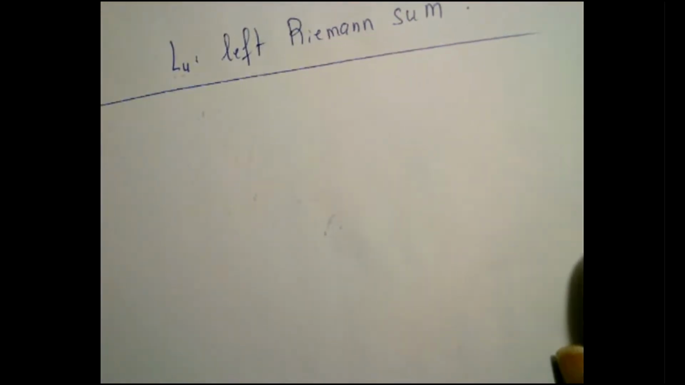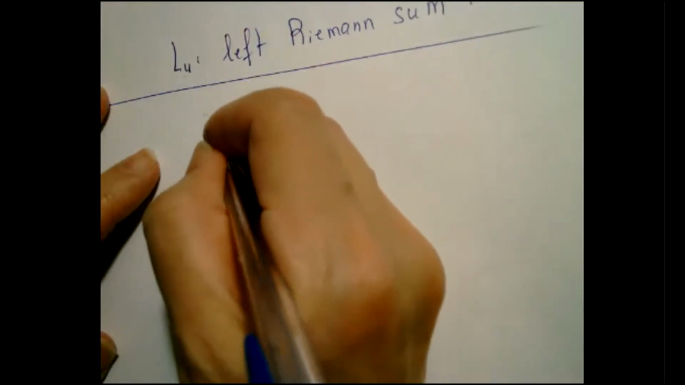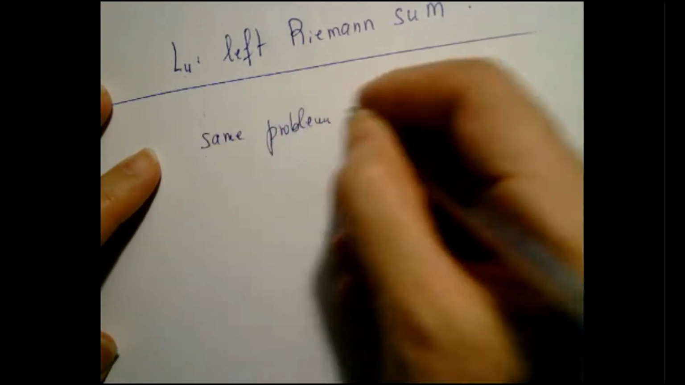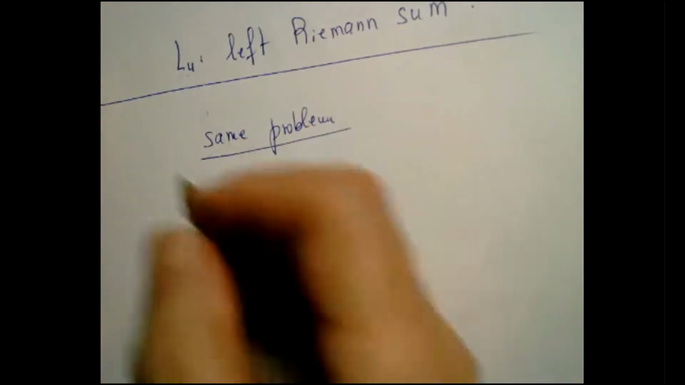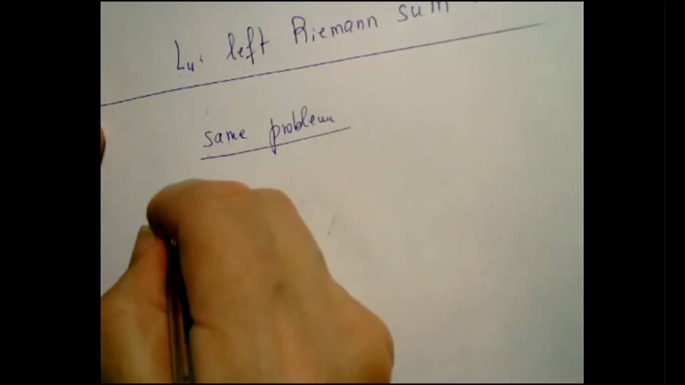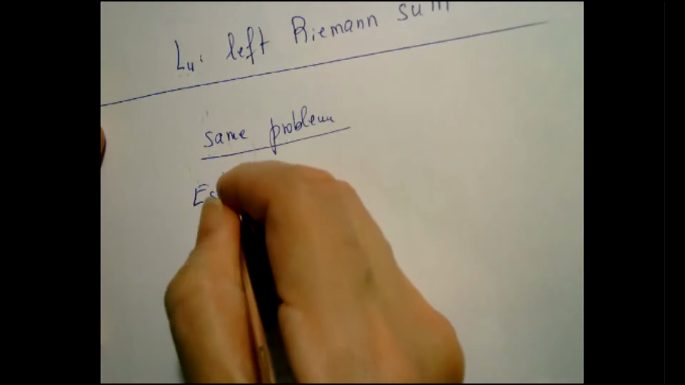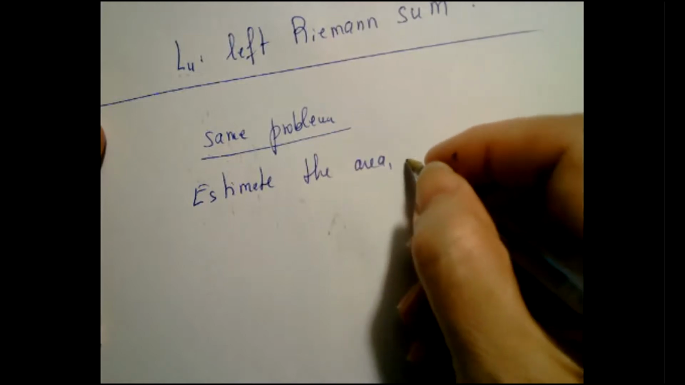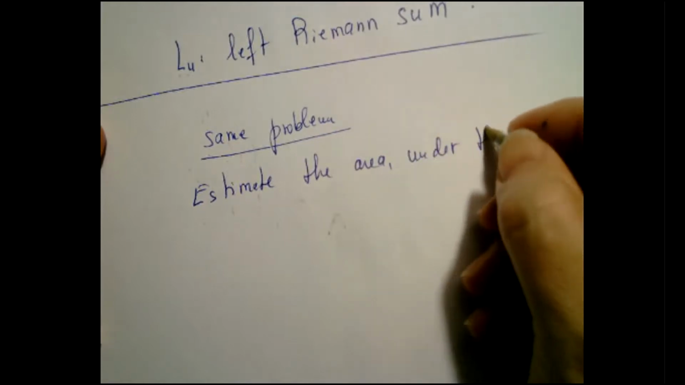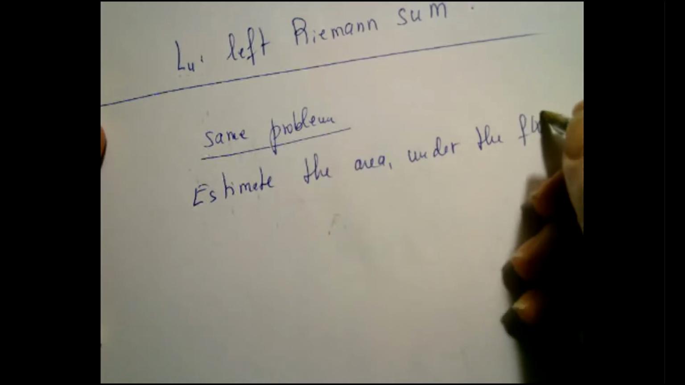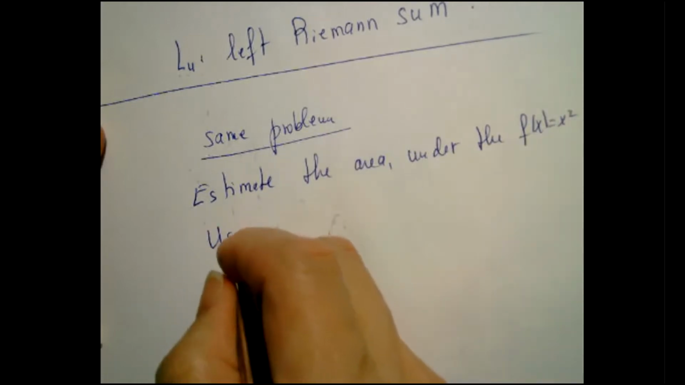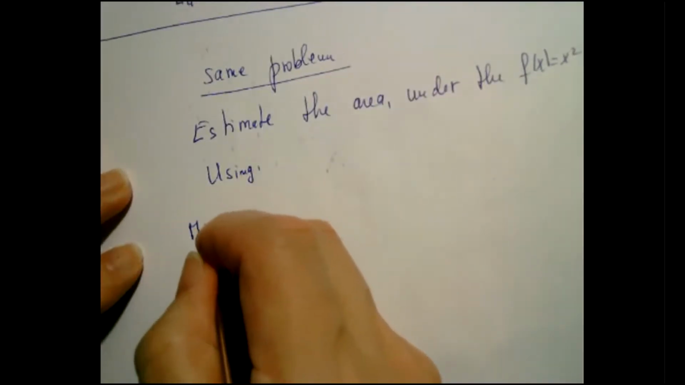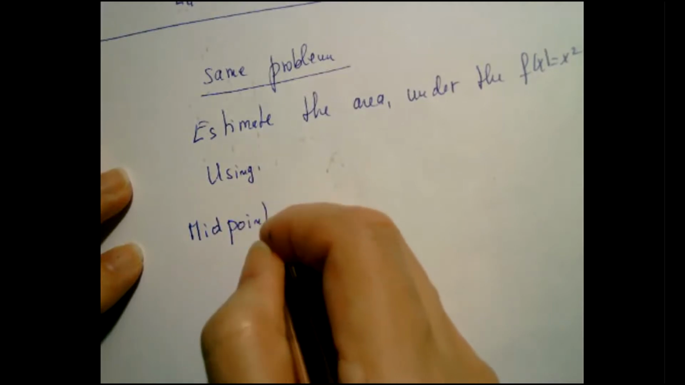The last idea is we can do the same problem. The same problem. It means estimate the area, but now estimate the area under the graph of f(x) equals x squared using midpoint with 4 subdivisions.